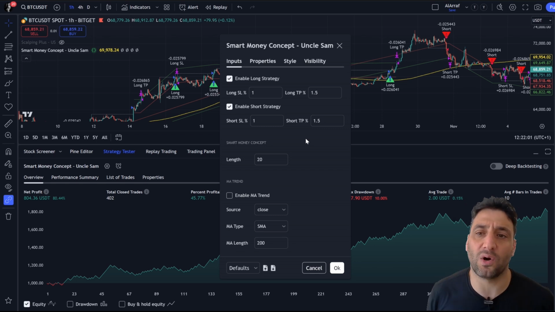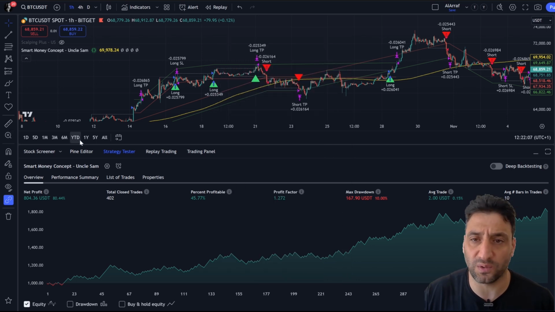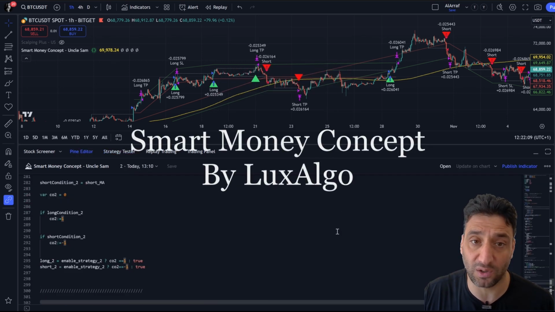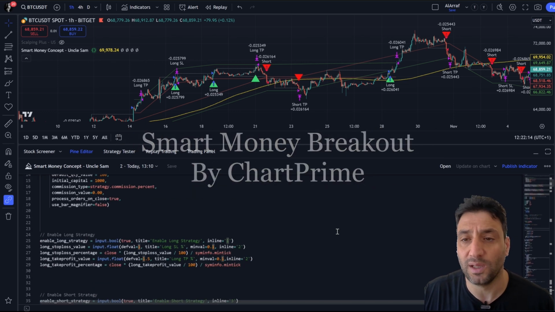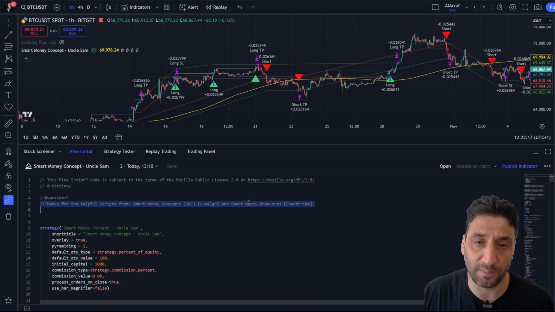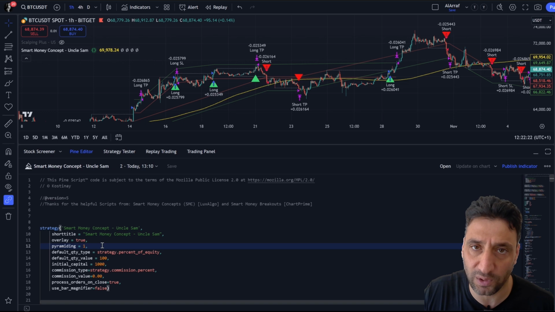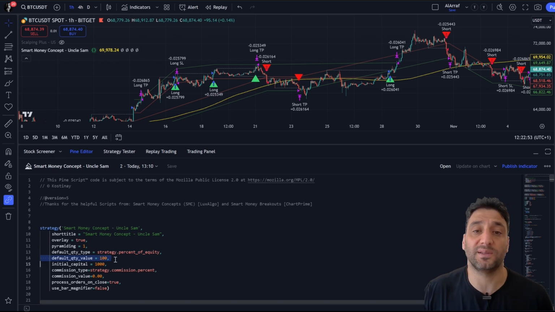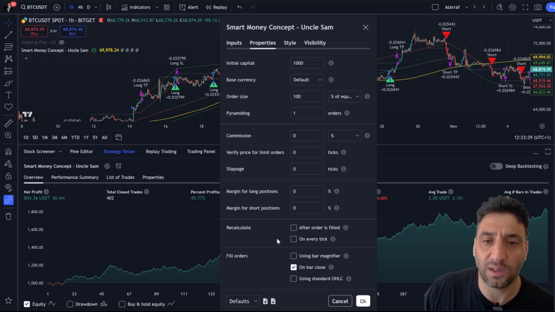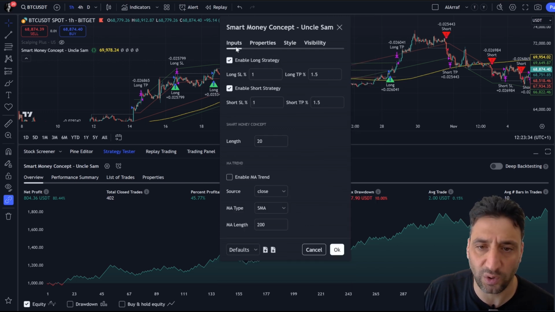Now let's go over the core components of the strategy code itself. I took inspiration from a few sources to create this setup, such as the Smart Money Concept SMC by LuxAlgo and Smart Money Breakouts by Short Prime. In this version, we've implemented a pyramiding setting of 1, which allows us to only enter one trade at a time per direction. Also, the default quantity type is set to % of equity with the value of 1%, meaning every trade fully utilizes the account balance. The strategy is processed on the close of each bar, which is especially useful for trading on higher time frames like the 1 hour chart we are currently testing.